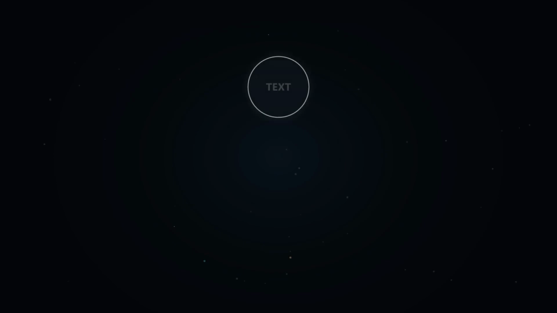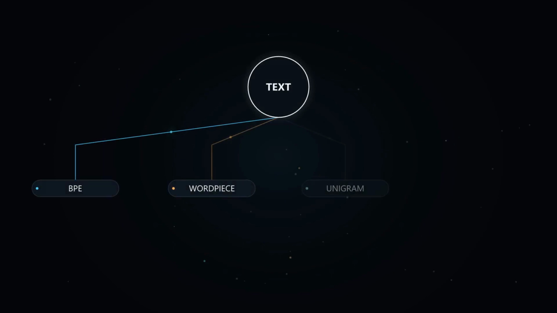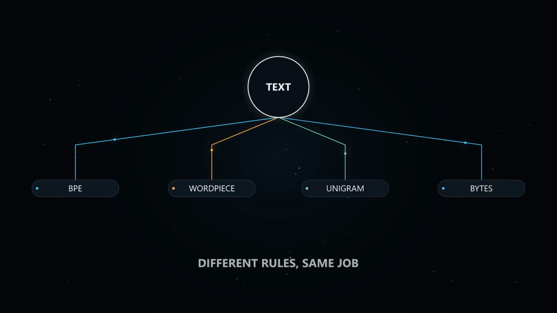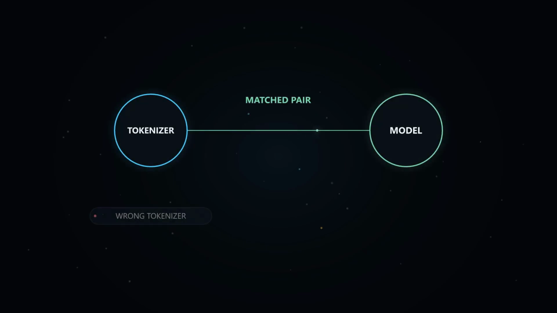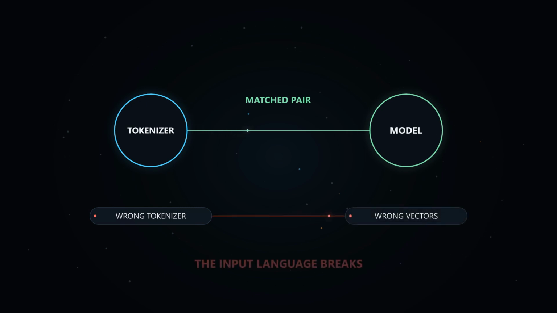BPE is not the only design. WordPiece scores candidate pieces differently. Unigram tokenizers begin with many pieces and prune them. Some models operate directly on characters or bytes. Whatever the method, the tokenizer and model form one locked pair. Replace the tokenizer, and the same IDs point to the wrong learned vectors. The model's input language breaks.